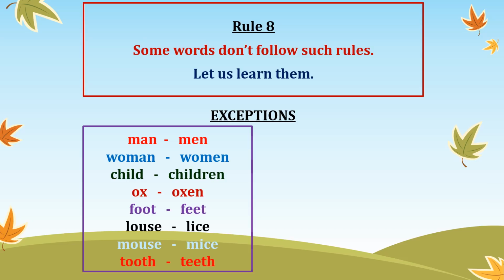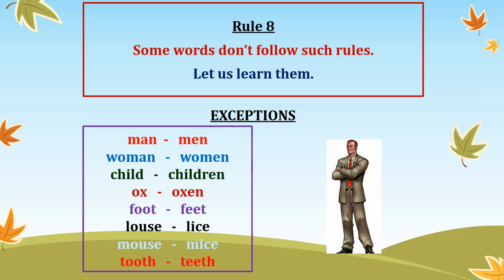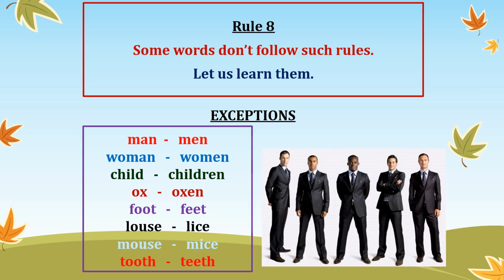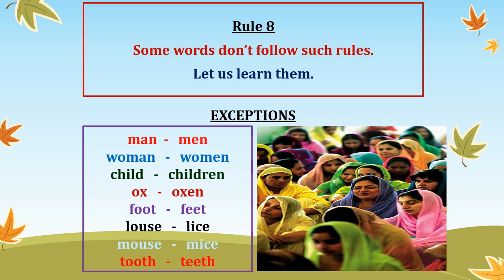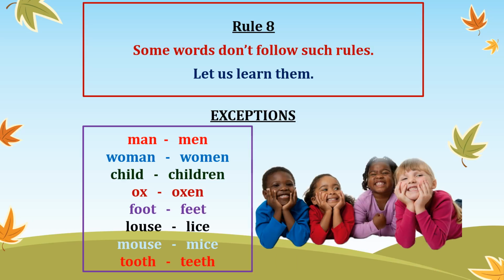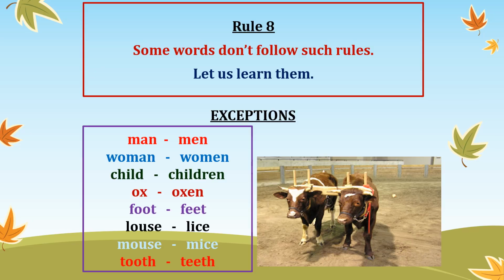The first noun over here is man. One man is known as a man, but its plural is men. Look here at the picture. One man is a man and more than one, they are men. Similarly, one woman is a woman and more than one, women. One child is a child and more than one, children. One ox is an ox and more than one, oxen.